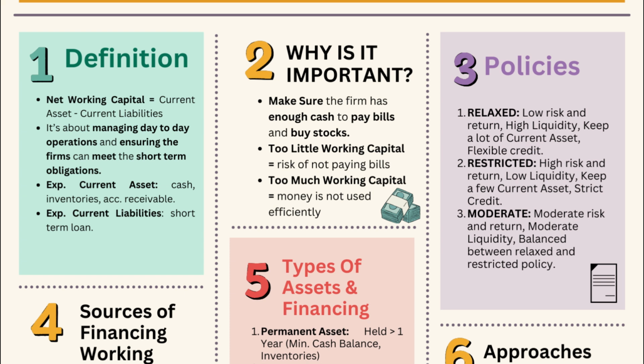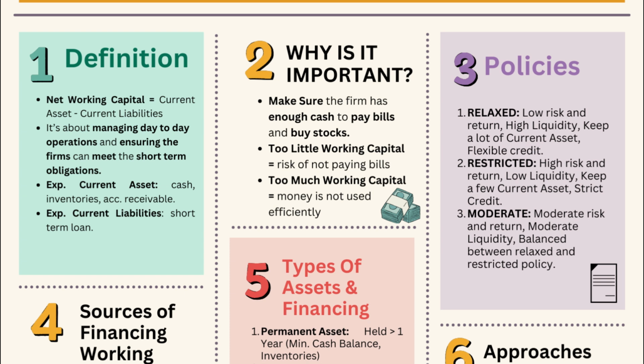There are three policies in working capital management. The first one is relaxed policy. It has low risk and return, high liquidity, a lot of current assets, and flexible credit. And then we have restricted policy, which is the opposite of relaxed policy because it has high risk and return, low liquidity, keeps only a few current assets, and also has a very strict credit policy.